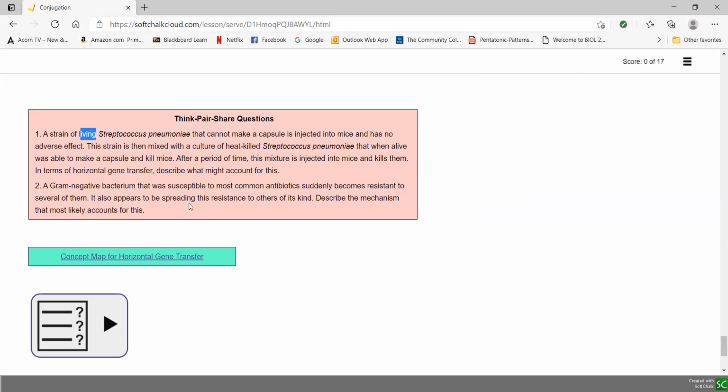If we look at number 2, we see there's a gram-negative bacteria that was susceptible to most antibiotics, now is becoming resistant to several antibiotics, and it seems to be spreading that resistance to other bacteria. So again, we look at our key words. There's a bacterium that's now multiple antibiotic resistant, transferring that resistance to other bacteria. So again, we look at what we just studied, and the only place where we described multiple antibiotic resistance and the ability to form a mating pair and conjugate and spread that to other bacteria was our plasmid conjugation. So that's a description of our plasmid conjugation.